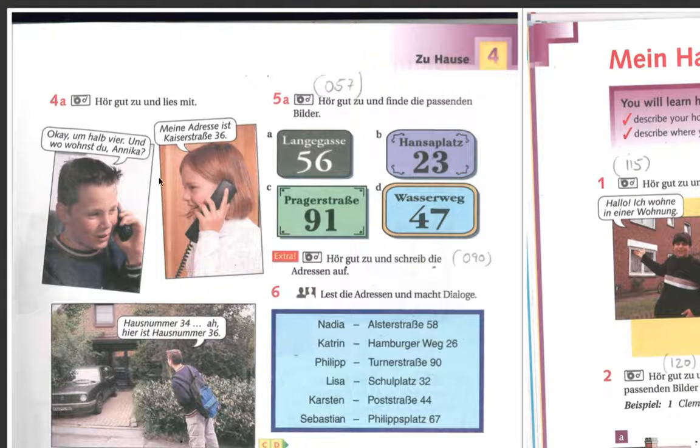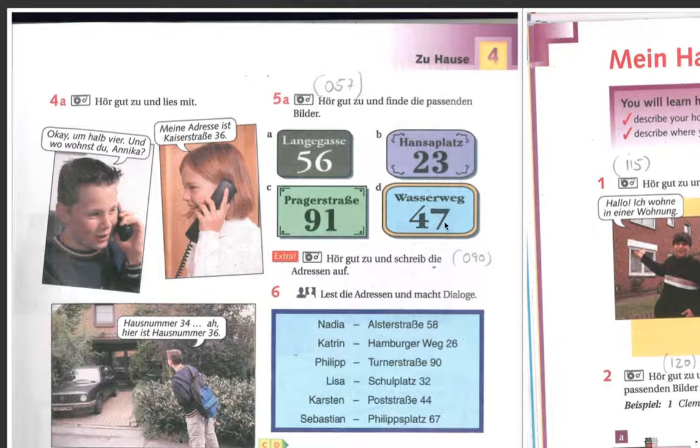Okay, so, halb vier. We don't know the time yet, I'm not going to explain it. Wo wohnst du? Where do you live? Ich wohne in. Meine Adresse ist. And relevant to German-speaking countries, the street name goes first and the house number goes second. So, ich wohne in Hansaplatz 23.